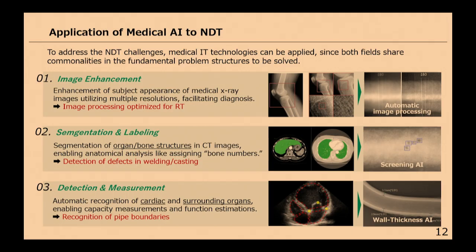Segmentation and labeling, that's where it's going to start to pick out. You'll see over on the right side, screening AI, all these little squares that pop up, those are indications that it did find. And then detection and measurement. So for wall thickness AI, it's actually going to be able to do all the measurements for you on the wall thickness. And you could set the threshold of where to flag when you see an area that's too thin. I've got a couple videos to show you on that.